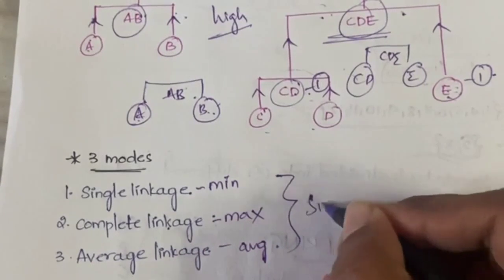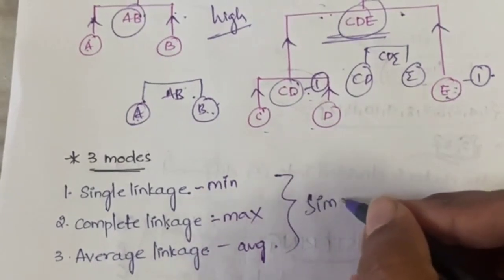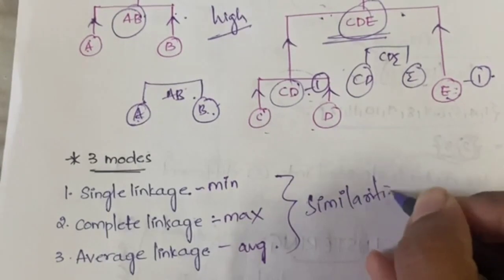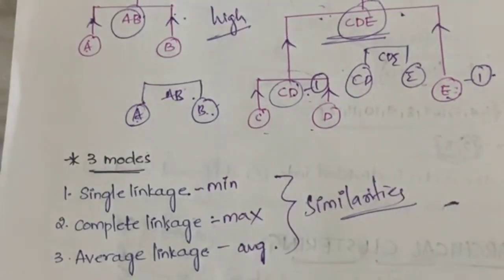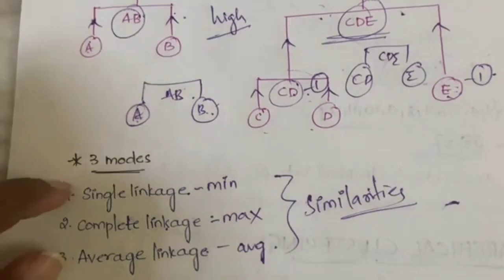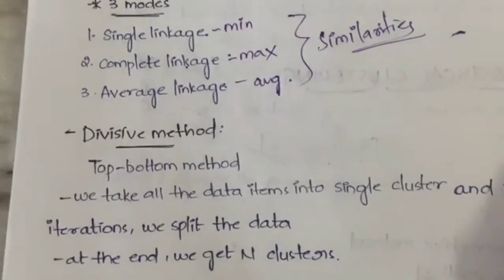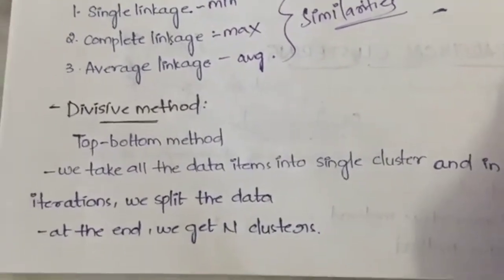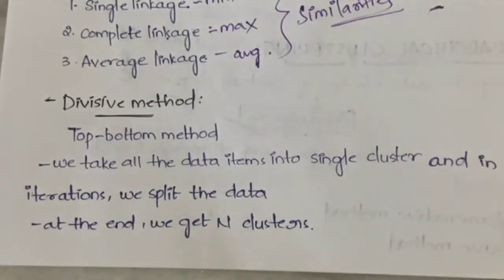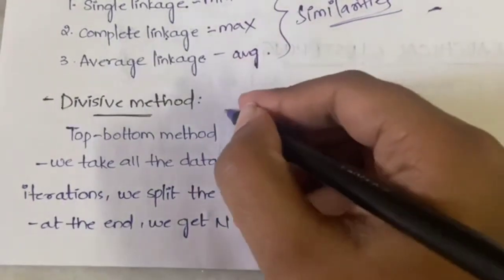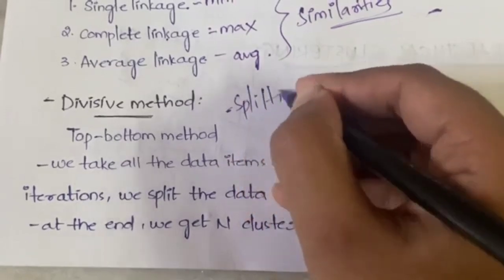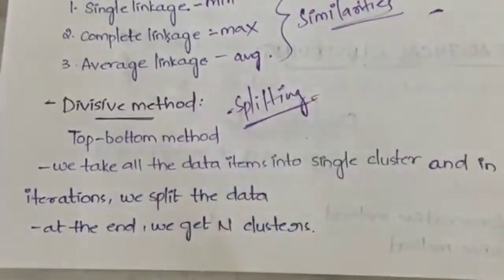So, in this, what we call the similarity, using the 3 modes. Next, A, B, C, D. Now we have our next. We are going to the divisive method with splitting.